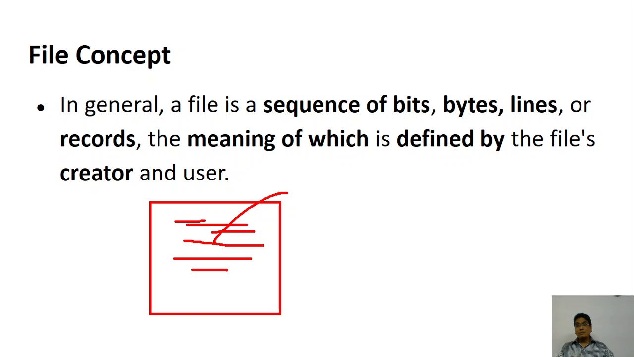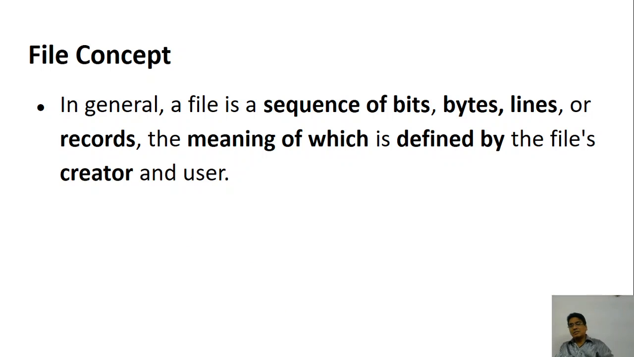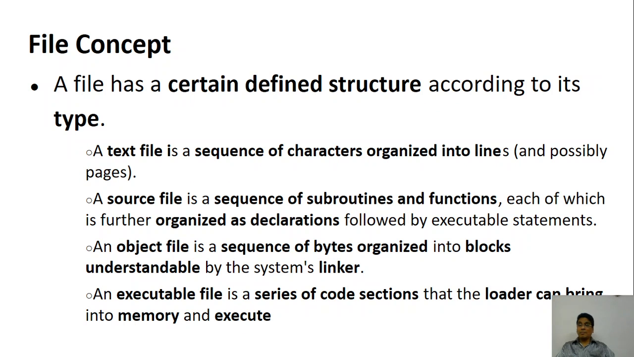So the meaning of the information stored in the file makes sense to the user who is using it. The user could be humans like me and you, or another application that is making use of it. But it does not make any sense to the operating system, because for it, it is just a piece of information, a piece of bits, bytes, or lines. Okay, now let's look at the other part.